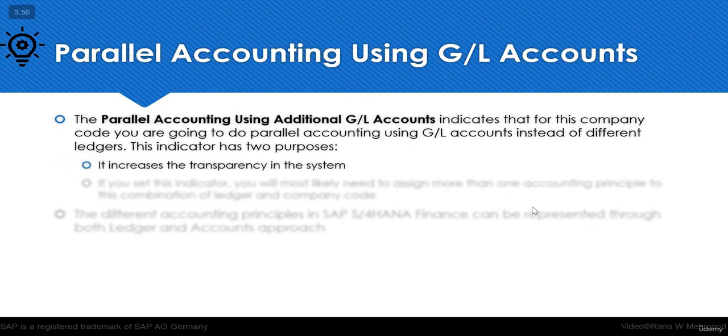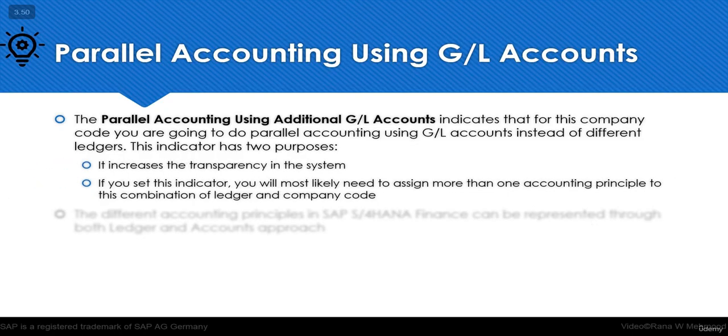This indicator has two purposes. It increases the transparency in the system. If you set this indicator, you will most likely need to assign more than one accounting principle to this combination of ledger and company code.